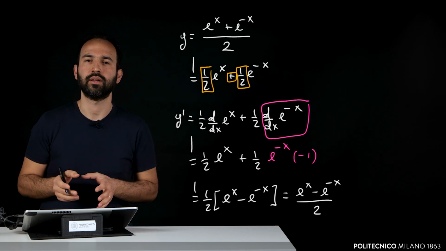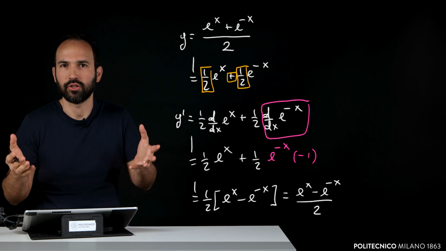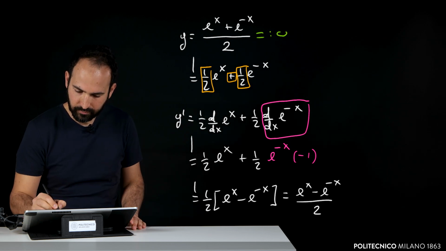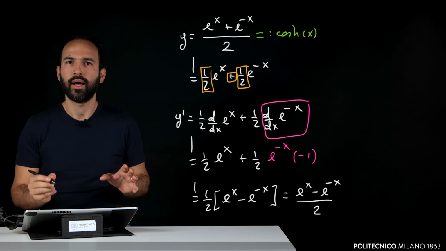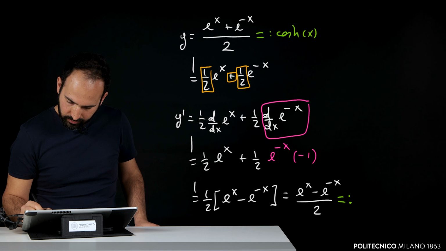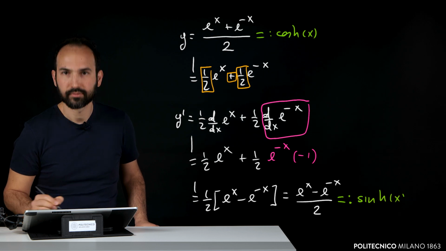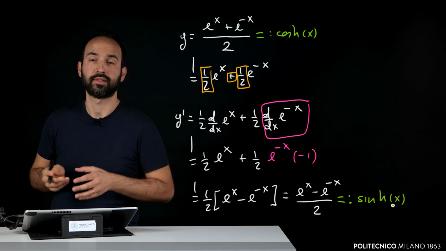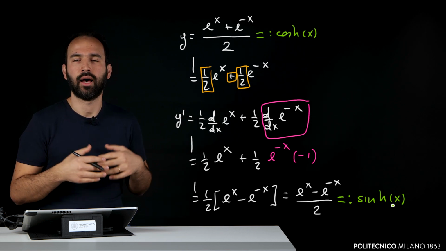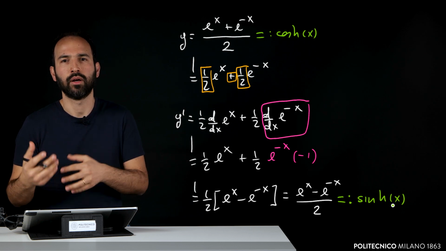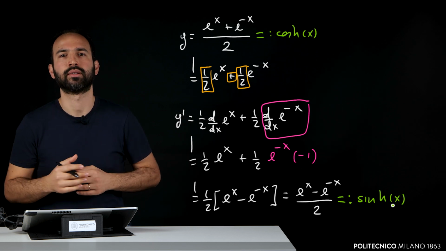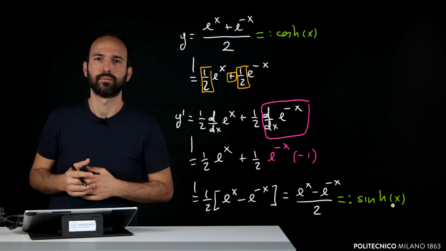We conclude by observing that the function y is, by definition, the hyperbolic cosine of x, while its derivative, y prime, is by definition the hyperbolic sine of x. We have thus proved the formula that appears in the table. The derivative of the hyperbolic cosine of x is the hyperbolic sine of x. The formula for the derivative of the hyperbolic sine is proved in a similar way.